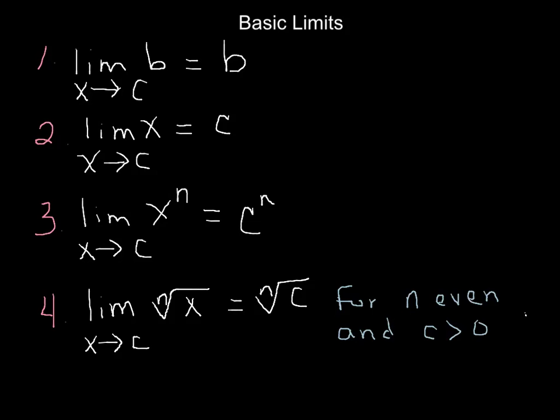Number three, the limit of x to the power n as x approaches c is equal to c to the n power. And the fourth one, the limit of the nth root of x is equal to the nth root of c, as long as n is even and c is greater than 0. So n has to be an even root, and we need c to be a positive number.